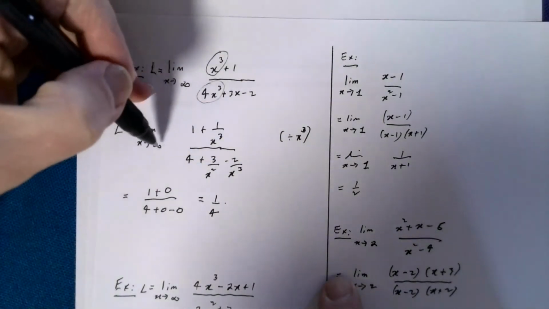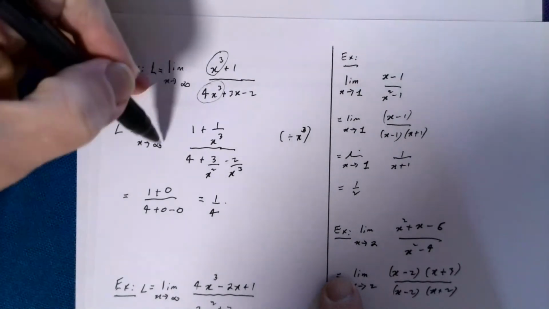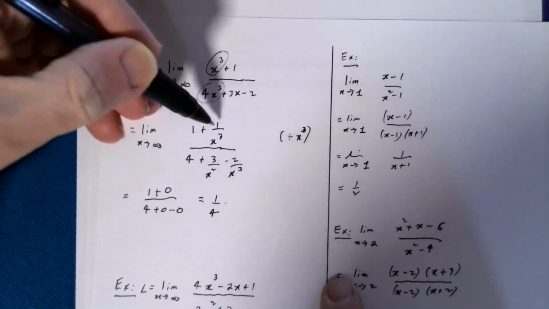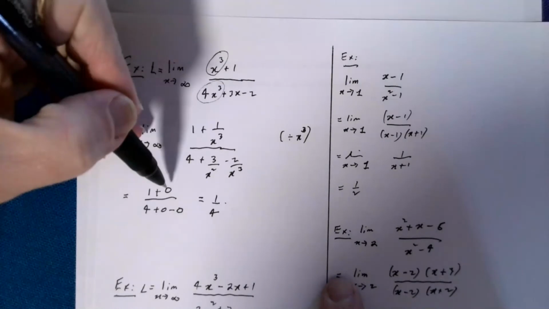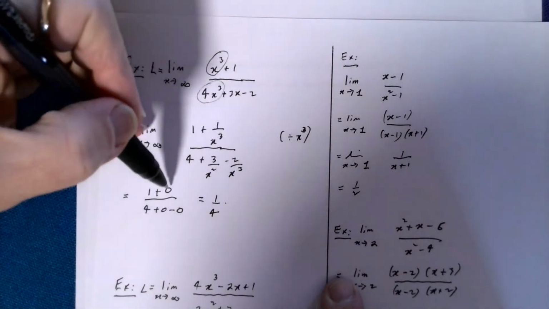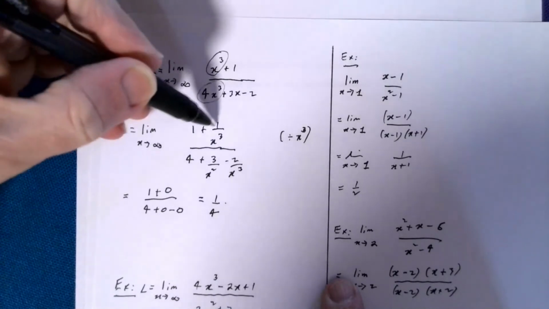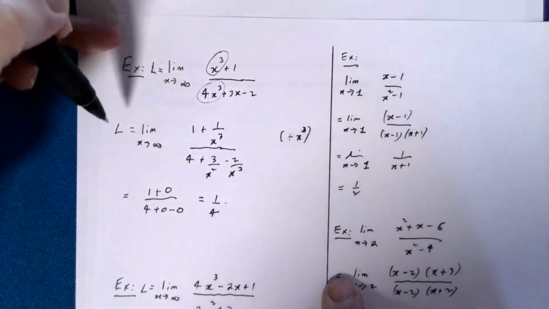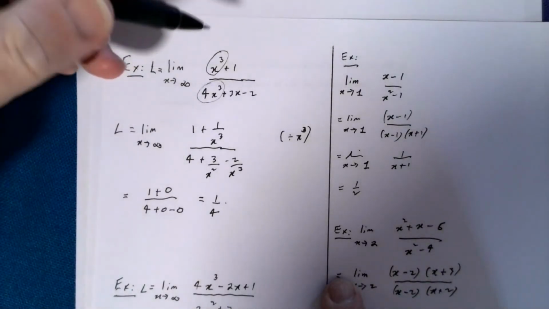Now we simply use our intuition here. We know that x becomes very big. 1 over a very big number is going to 0 in the limit. I'm not saying 1 over x cubed equals 0. I'm saying the limit of 1 on x cubed is 0. Okay, there's quite a difference in sense.